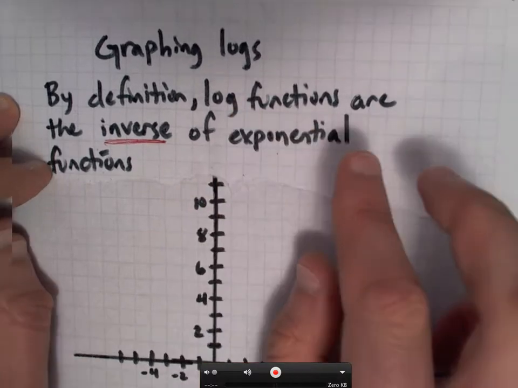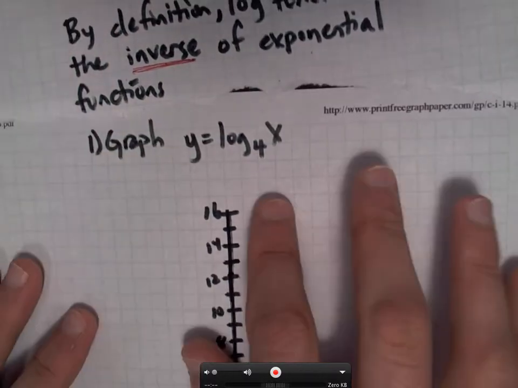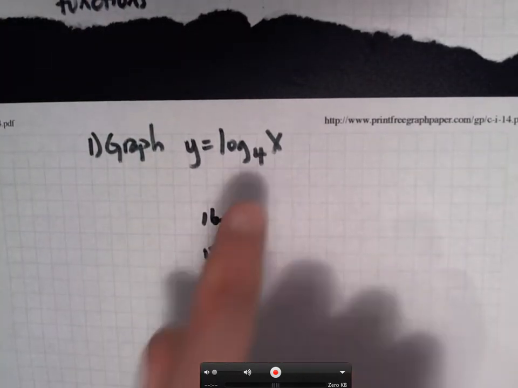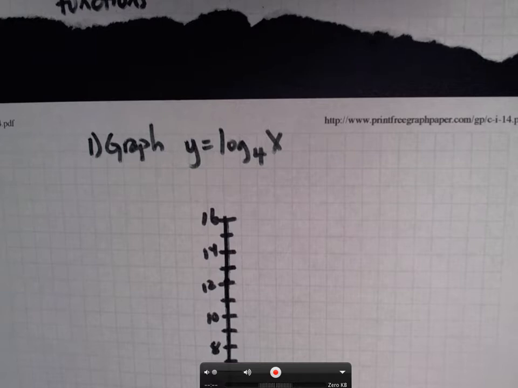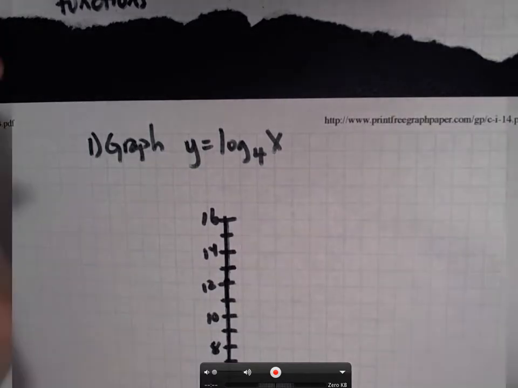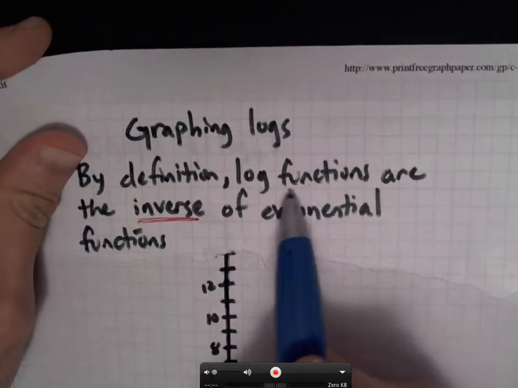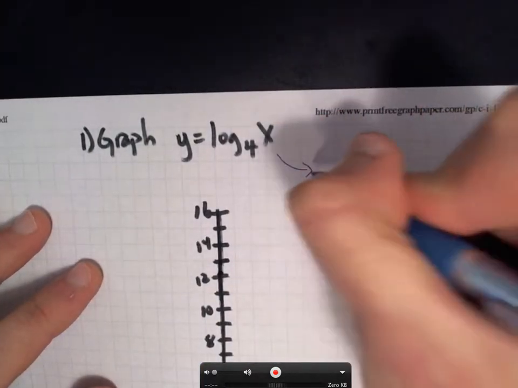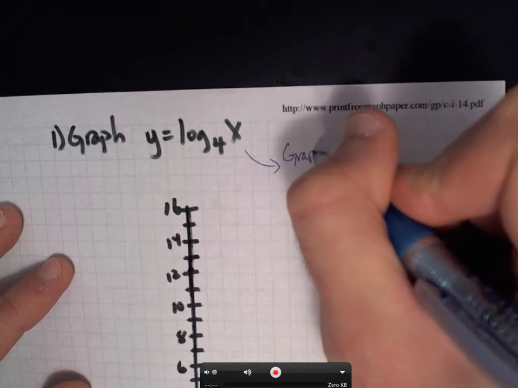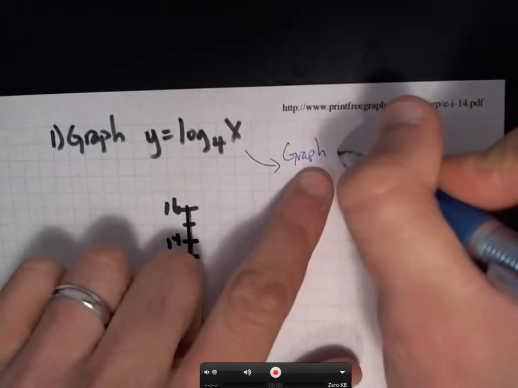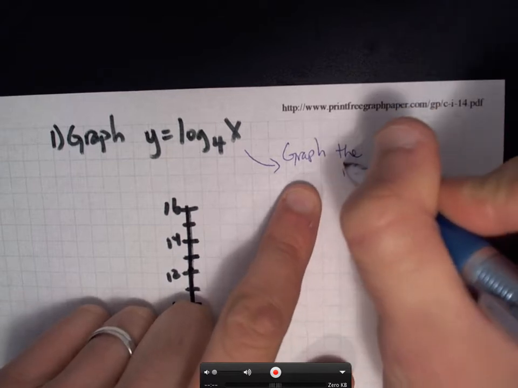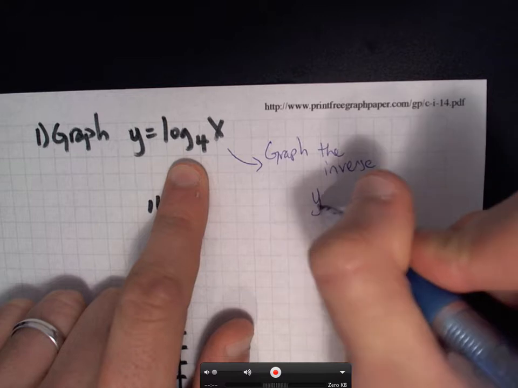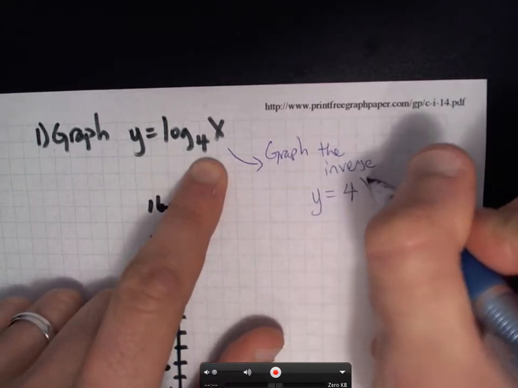for the log function. So as an example, let's go ahead and try to graph y equals log base 4 of x. I don't know how to graph that, but I can rely on this again. Log functions are inverses with exponential functions. So first off, you don't have to graph, but at least find the points. Graph the inverse function. What is the inverse of this? It's just y equals, the base is 4 here, so 4 to the x.